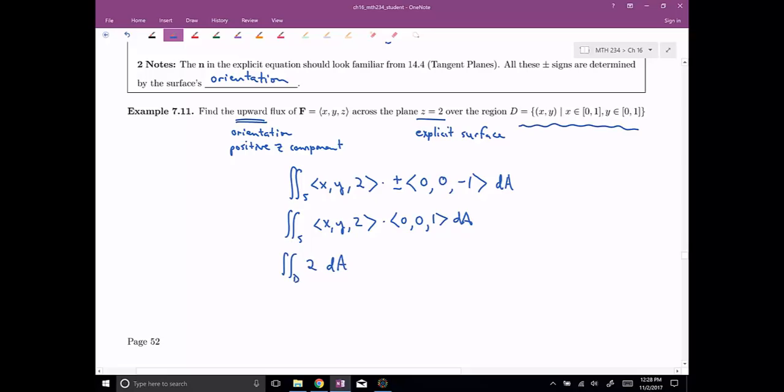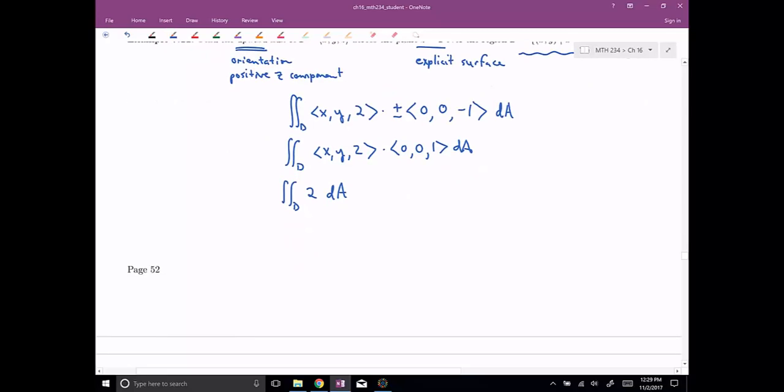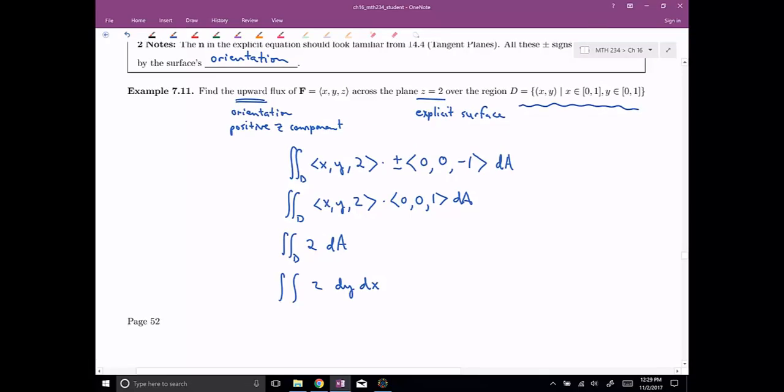So we're over this region. And when I look at this region, I see that it's nicely integrated with respect to y and x. So I'm going to choose to do dy dx. But if this was better integrated with polar equations or something like this, you should use polar. So in this case, if I do dy dx, y is going to go from 0 to 1, x is going to go from 0 to 1.